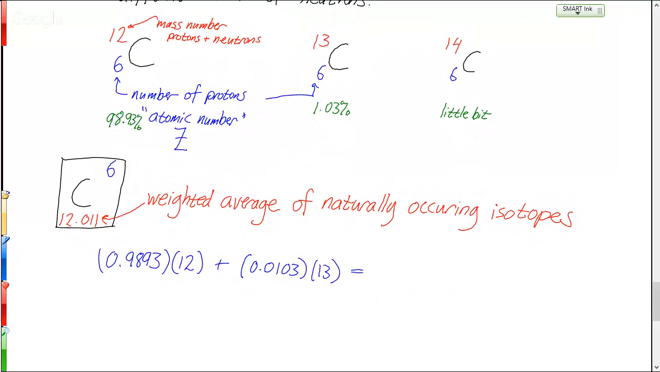And if we add those up, this one comes up to 11.87, this one comes up to 0.139, and so with our significant figures, this comes out to 12.01. So we're making a weighted average of the naturally occurring isotopes to get our number that we see up there.